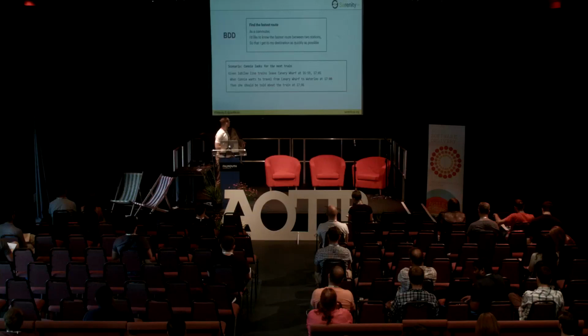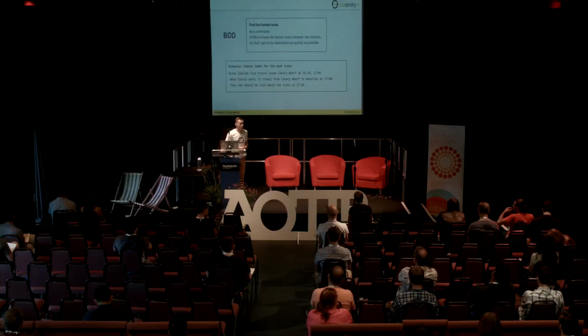So here what we have is a scenario, an example scenario demonstrating this feature. And that's a scenario that we could have been given by our business analyst or a product owner, and it demonstrates how the feature should behave. So we could say that, well, given the Jubilee Line trains leave Canary Wharf at 1 minute to 5 or 1 minute past 5, when Connie, and Connie is our user persona in this case, when she wants to travel from Canary Wharf to Waterloo at 5, then she should be told about the train at 5:01. Does this make sense?